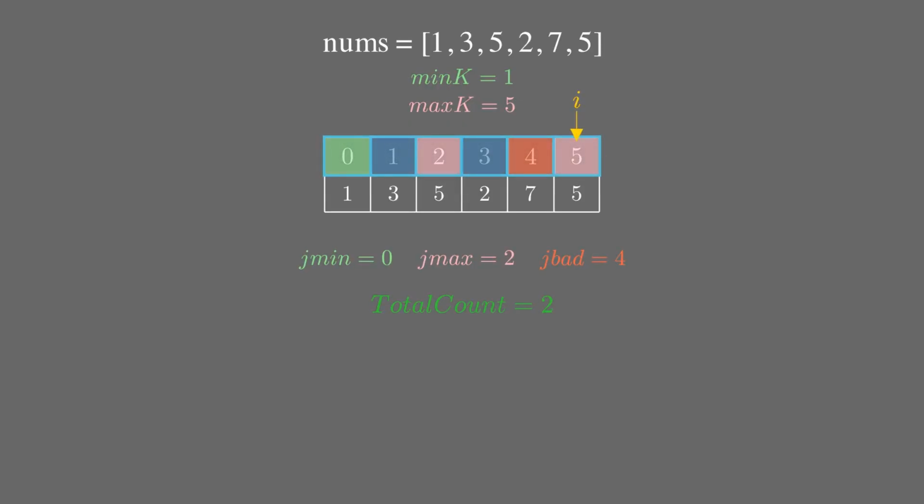Count adds maximum of 0, 0 minus 4, which is 0. Total is 2. And bam, final answer is 2. Just like the example said, we did it.